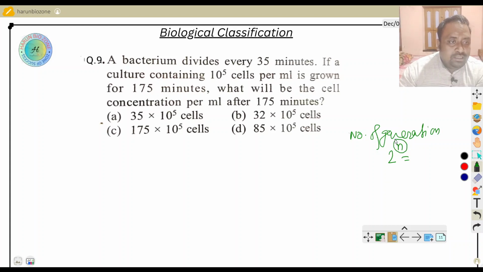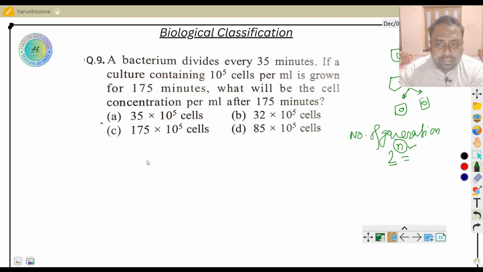So after one generation, 2 bacteria are produced. Why? Because bacteria divide by binary fission. In binary fission, they produce only 2 bacteria. So here 2 means in one generation 2 bacteria are produced from a single bacterium. N means number of generation.